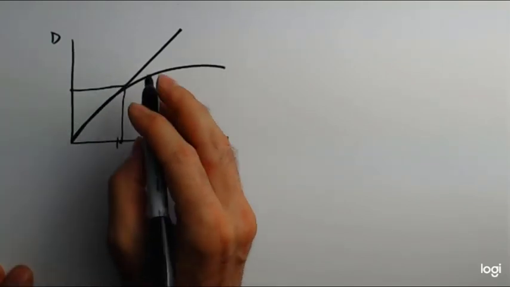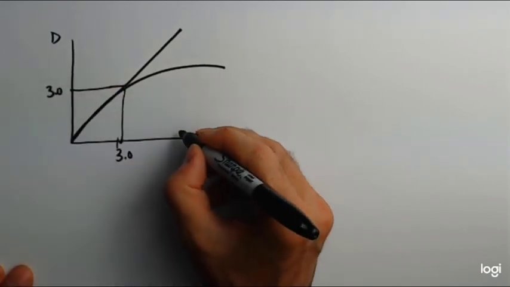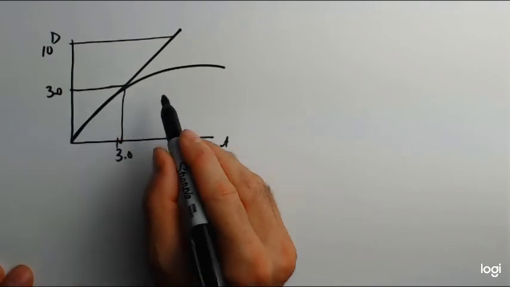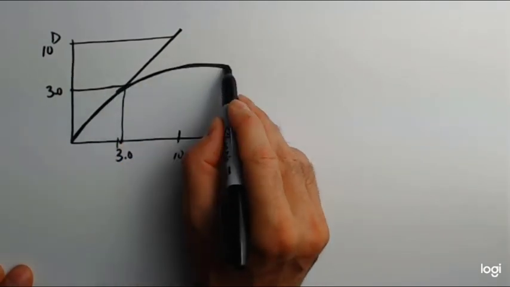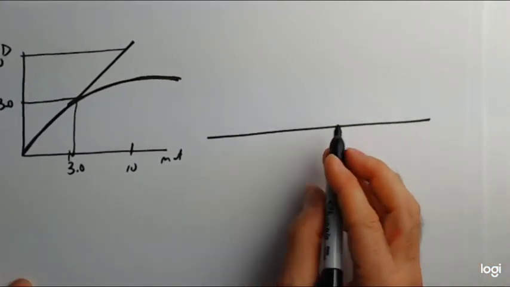So if we have a 3-year bond, then we'll have a duration of 3. If we have a 10-year bond, we'll have a duration of 10 years. But when you have a coupon bond, it starts to flatten out. And again, let's look at the graph.